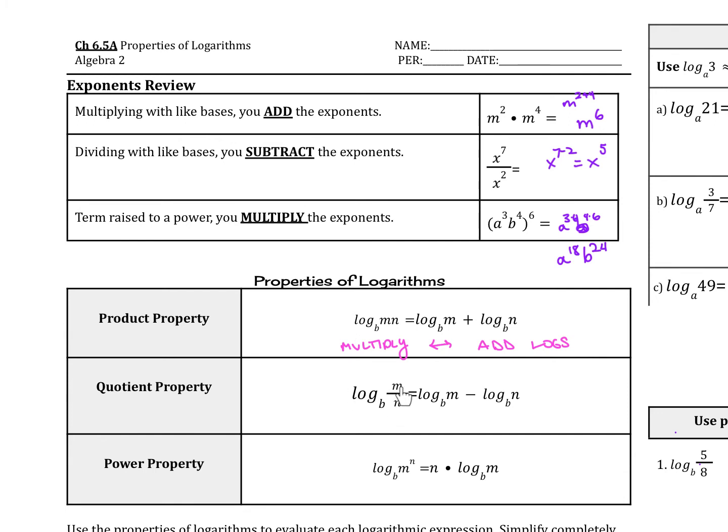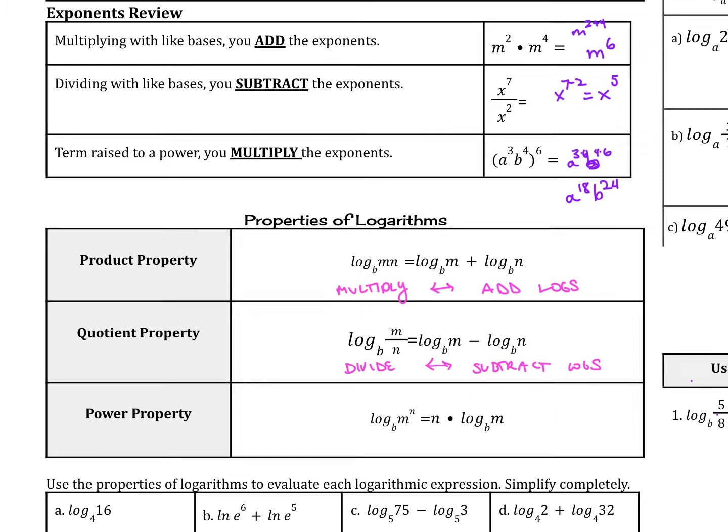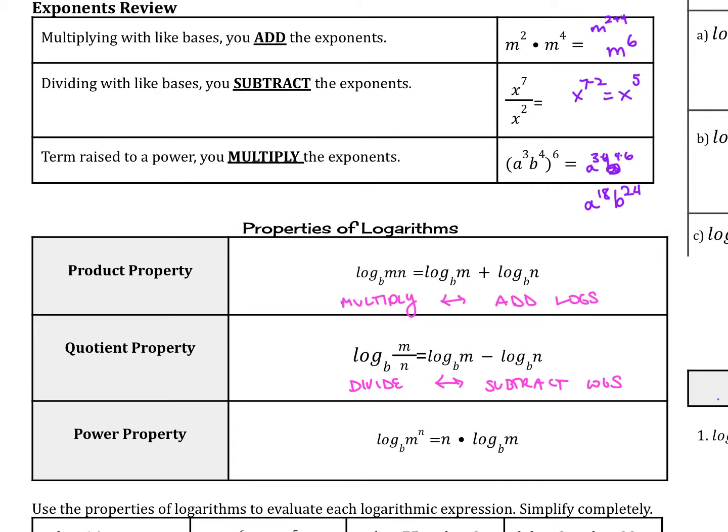Quotient property. So when we're dividing m and n, then we can expand by subtracting. So divide, subtract. It's very similar to here, right? So when we're dividing, we subtract. When we multiply, we add. So if you see divide, then we're going to subtract the logs when we expand. And again, we can go the other direction as well. So if you see subtracting logs, then we can combine it by dividing.